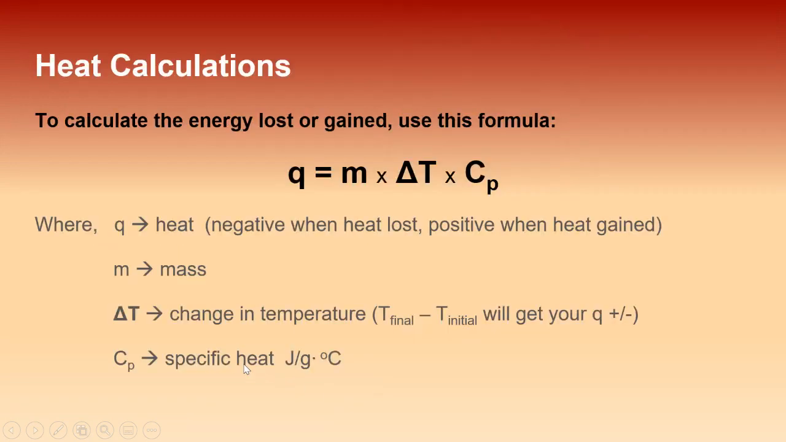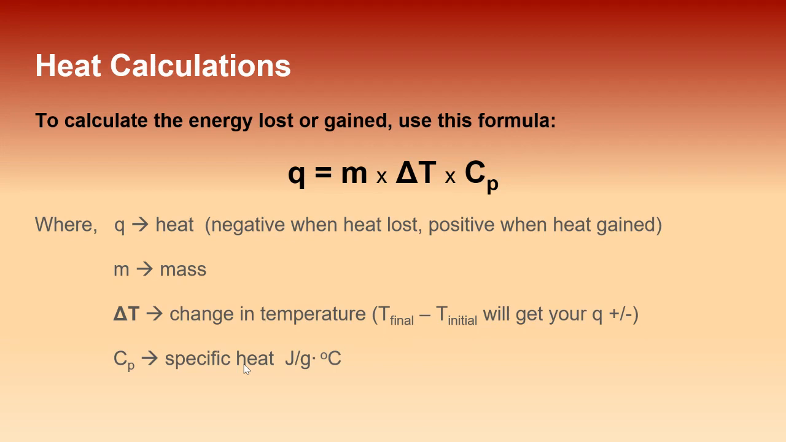All right, so here's the equation you need to know for this unit. It's the heat equals the mass times the change in temperature times the specific heat. So the heat will be negative when heat is lost and positive when heat is gained. Don't worry about that too much for this class. The mass is the mass of whatever it is that's heating.